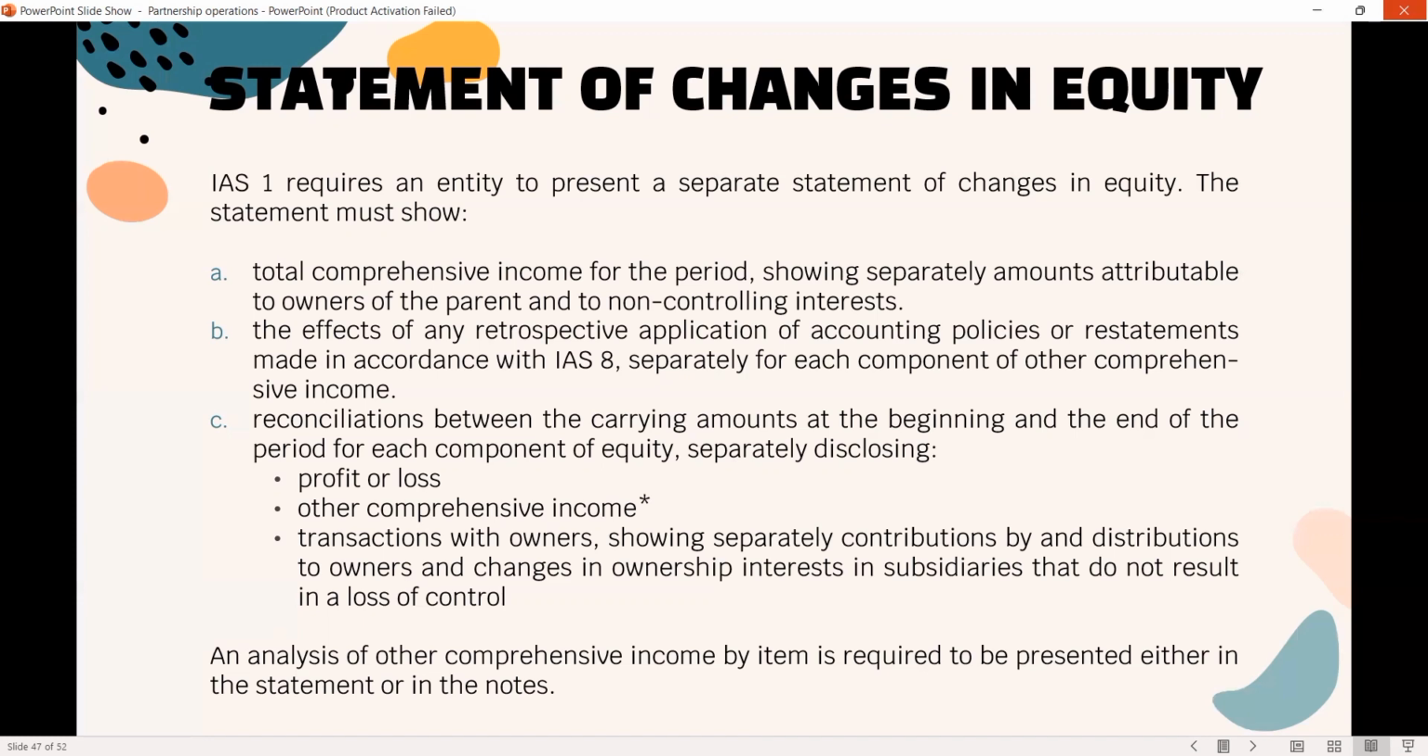Letter C, reconciliation between carrying amounts at the beginning and at the end of the period for each component of equity separately, disclosing profit or loss, other comprehensive income, transactions with owners, showing separately contributions by and distributions to owners and changes in ownership interest in subsidiaries that do not result in a loss of control. So yung other comprehensive income na may asterisk dyan, it is an item required to be presented either in the statement or notes.